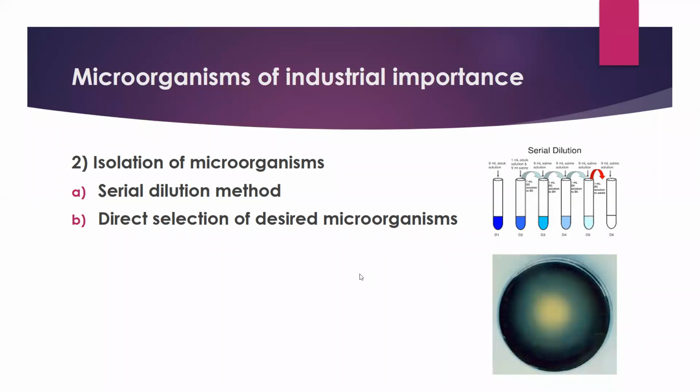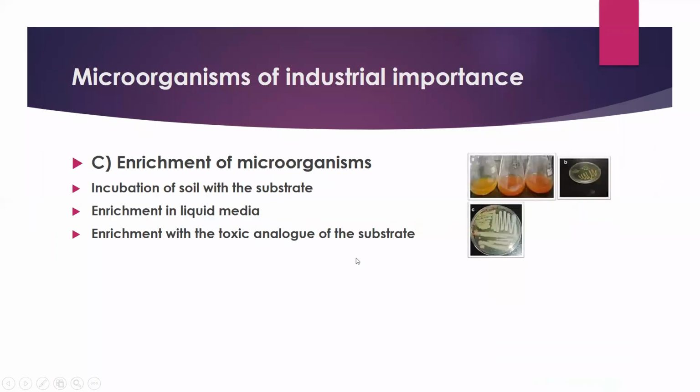So this is called direct selection of the desired microorganisms on the agar media, right? And then the third and last technique that we use in order to find the microorganisms of industrial importance is the enrichment of the microorganisms, right? Enrichment is totally different from whatever we have already studied in case of serial dilution, or from whatever we have already discussed in case of the direct selection of microorganisms.